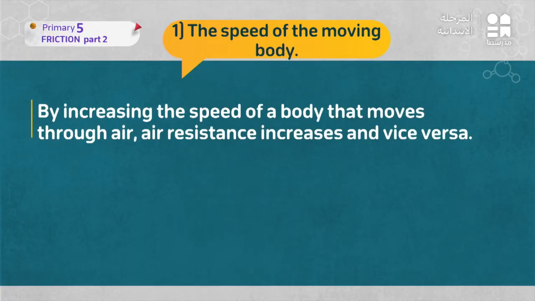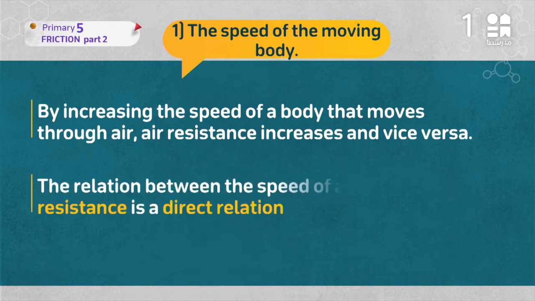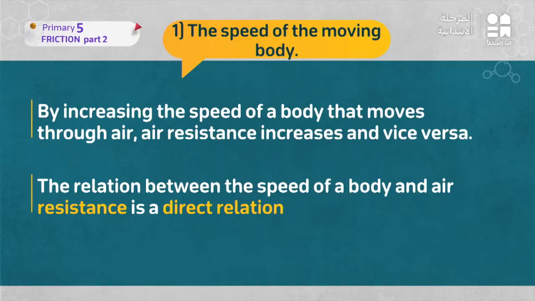Let's focus here. The first factor affecting air resistance is the speed of the moving body. How does speed affect it? By increasing the speed of the body that moves through air, air resistance increases and vice versa. It is a direct relation, exactly like speed affects friction force: when speed increases, friction force increases. The same applies here with air resistance. By increasing the speed, the air resistance also increases. So the relation between the speed of the body and air resistance is a direct relation.